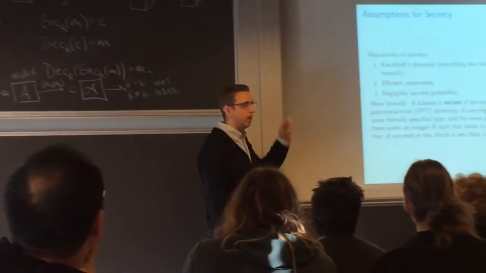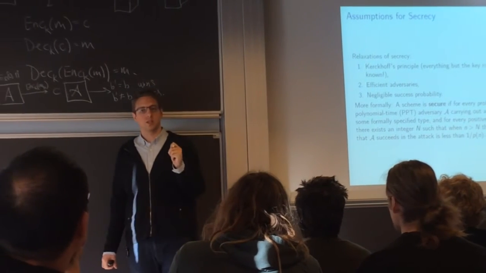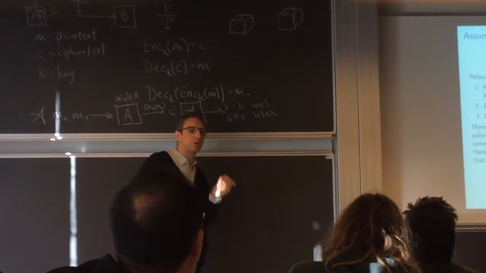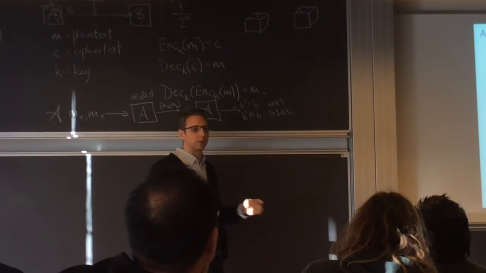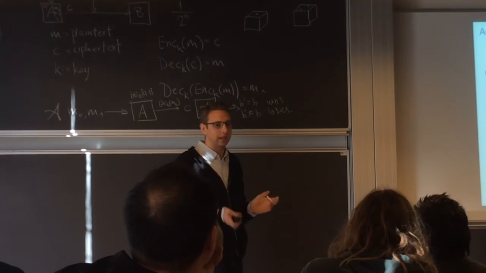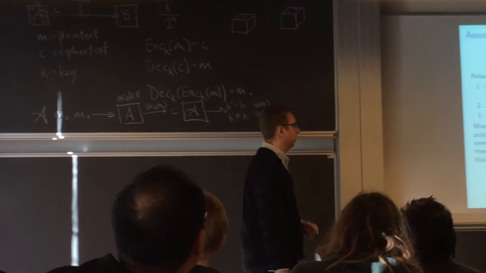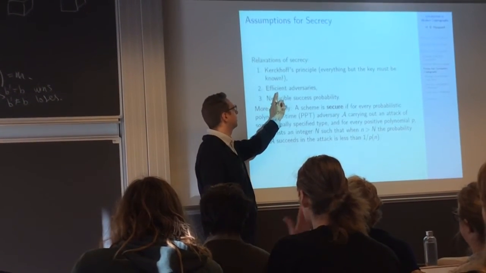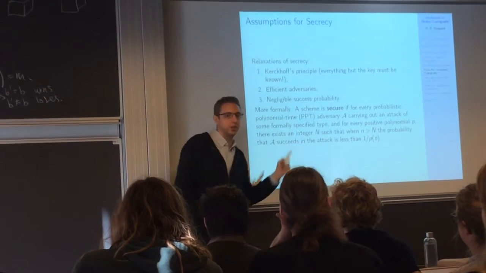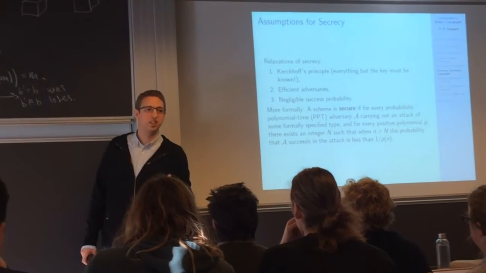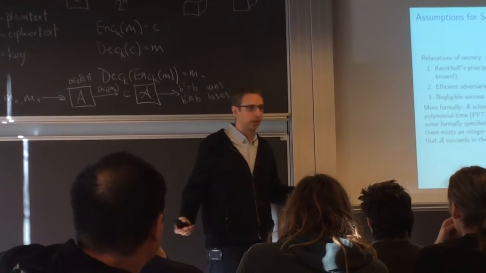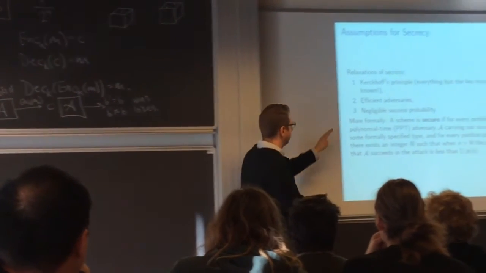And he says, everything about the encryption scheme must be known, everything except for the key. The key should be the only secret thing, because you can lock that up and keep it, but everything else could be leaked, and it should still be secure. This is really powerful. But at the same time, he also says, let's just make it efficient adversaries, because otherwise they could just check all possible keys and break it anyway. So let's say efficient adversaries.